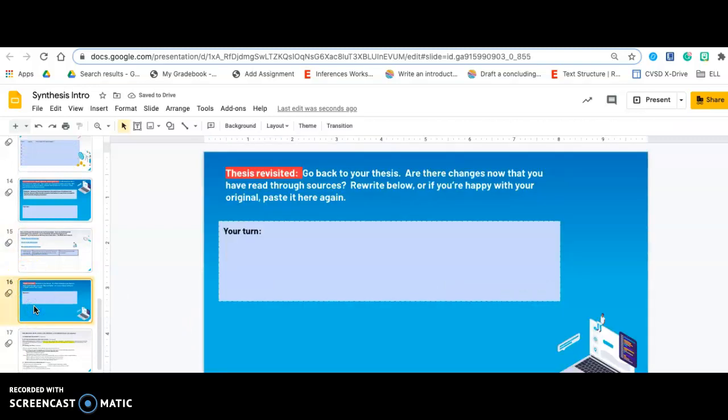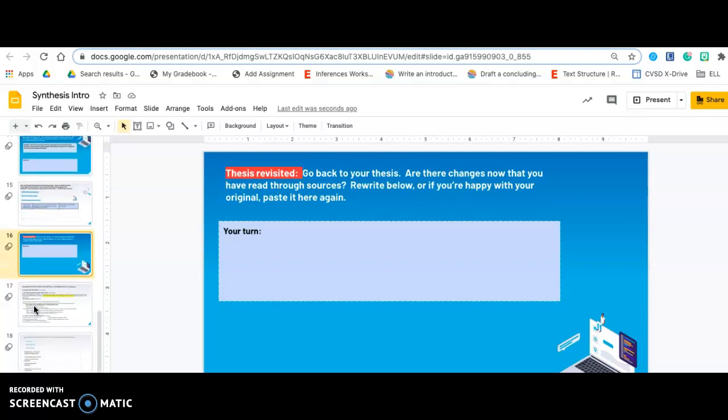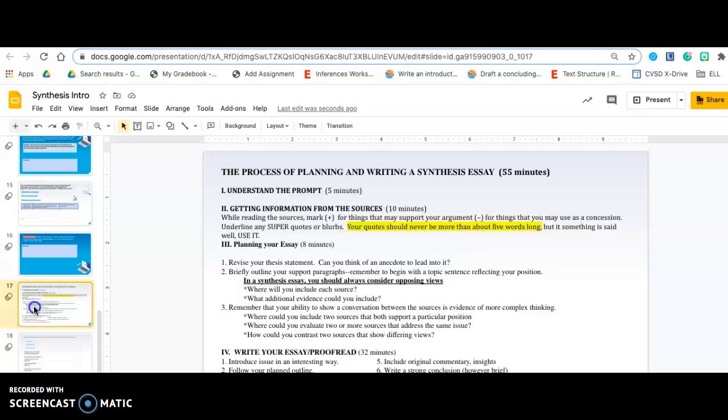Then you're going to go back to your thesis. Do I need to change anything? Now that I have read everything, has my position altered at all? Has my position been, or can I refine my position at all? And you're going to rewrite your thesis, okay?